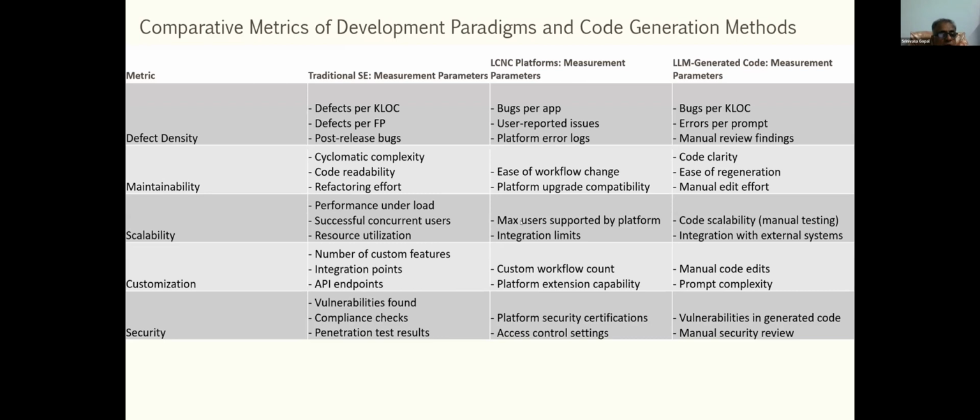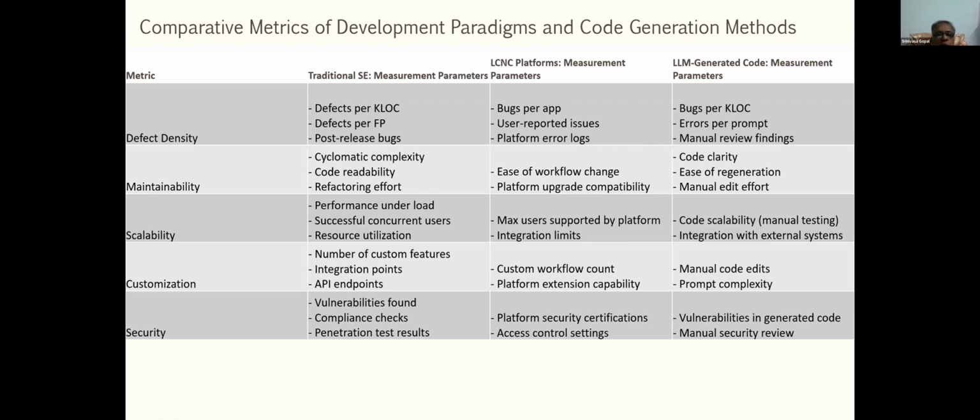So here, this is a traditional SE metric like cyclomatic complexity. So how will cyclomatic complexity be measured if you generate code using your LLM? So it's like code clarity or ease of regeneration. And for LCNC, how easy is it to just change the built-in components or just configure it?